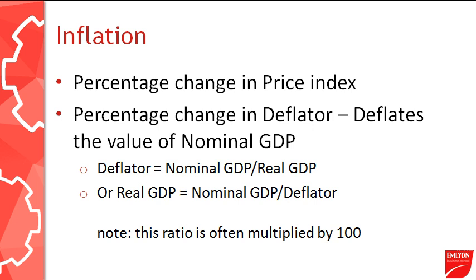We can also look at the percentage change in what's called the deflator. Now the deflator is a number that we will use to deflate the value of nominal GDP, because it's not the same as real GDP. As I said, we have this price effect in nominal GDP. We want to get rid of that price impact to get to a real GDP measure. So the deflator is basically nominal GDP divided by real GDP. Or we can get to real GDP by dividing nominal GDP by this deflator.